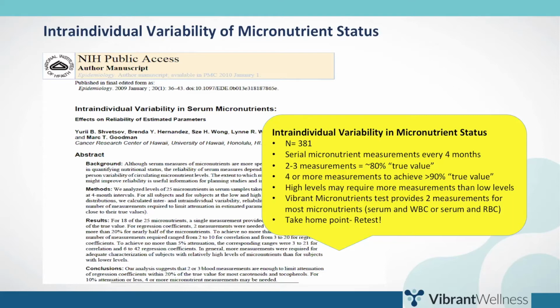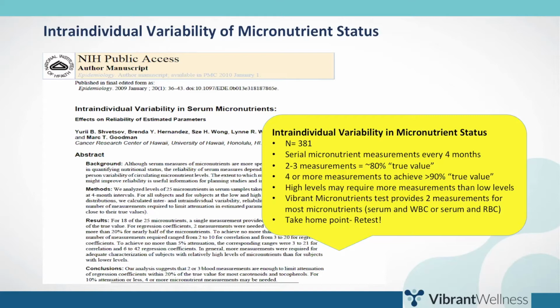So just to recap, 2 to 3 measurements equals about 80% of the person's true value. 4 or more measurements equals about 90% of the person's true value, as far as predicting it. And on the micronutrient test, you've got serum and white blood cell, or serum or red blood cell.